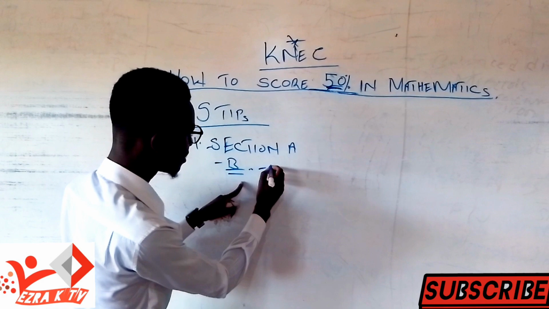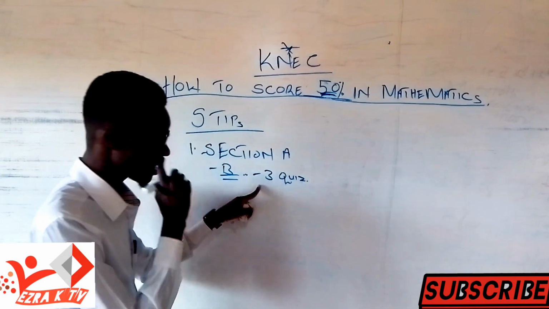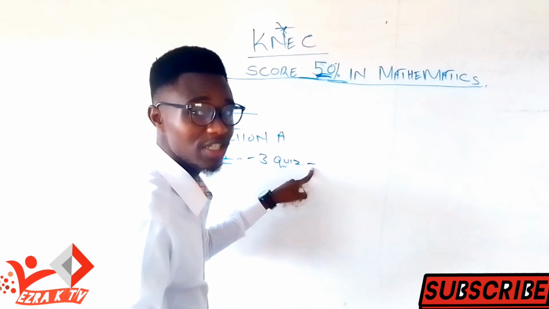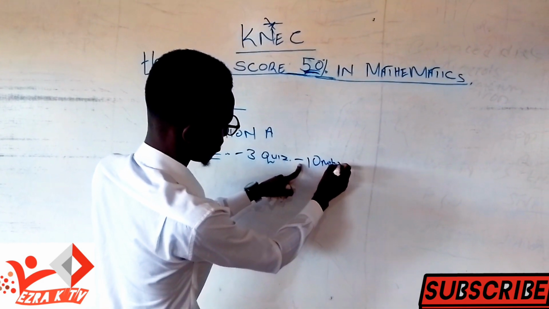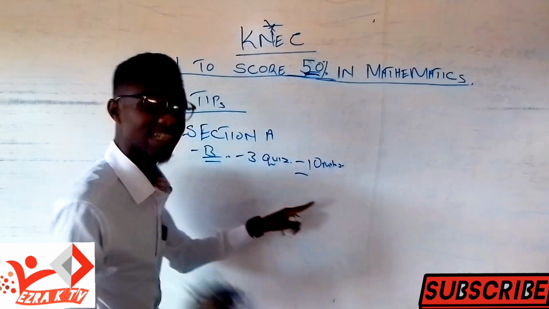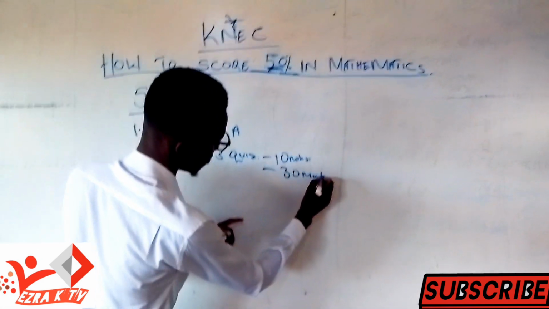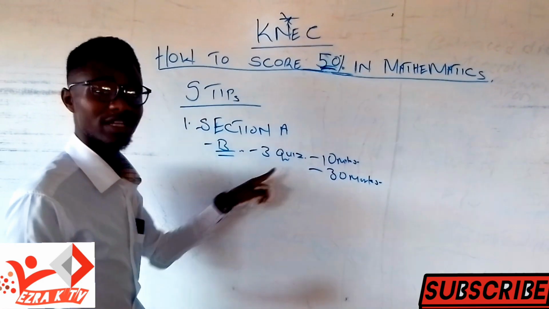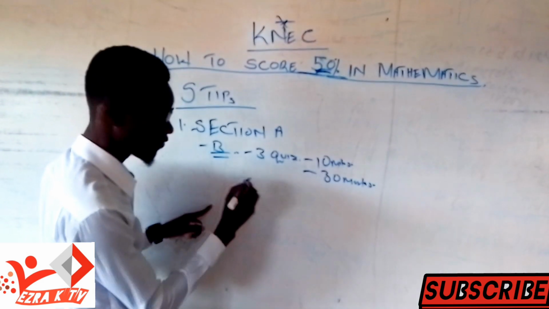So in section B, just select only 3 questions. Every question is 10 marks. Select 3 questions, whether you are sure of them or not. That is 30 marks. So when you are solving these section B questions, do this.